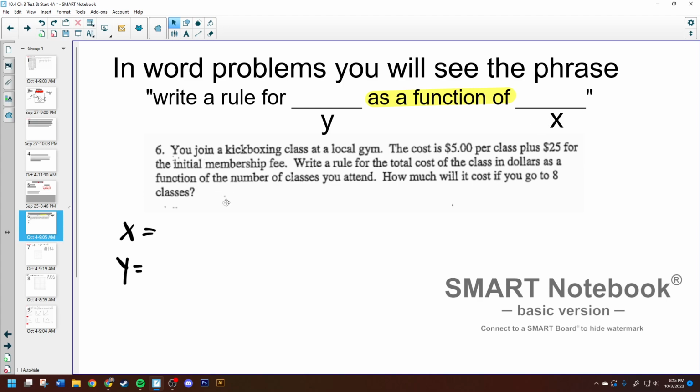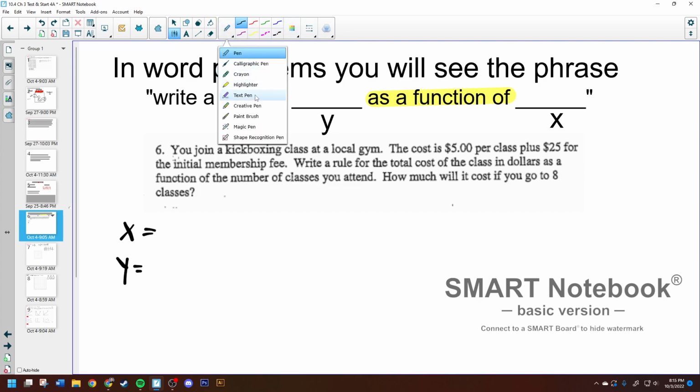All right, so let's give it a shot. It says you join a kickboxing class at a local gym. The cost is $5 per class plus $25 for the initial membership fee. Write a rule for the total cost of the class in dollars as a function of the number of classes you attend. And then it asks, how much will it cost if you go to 8 classes?